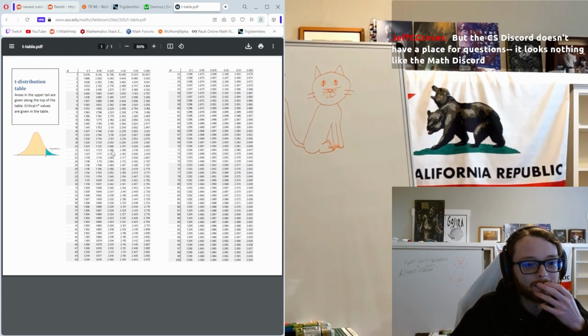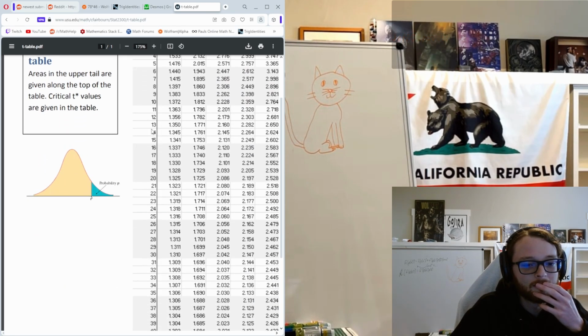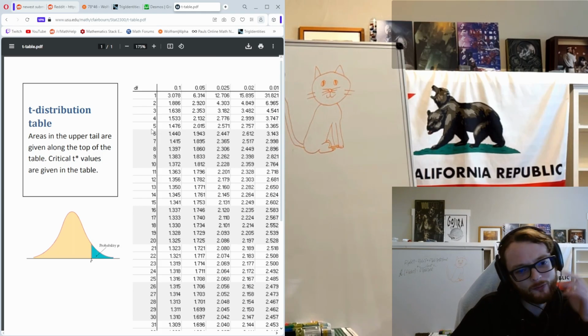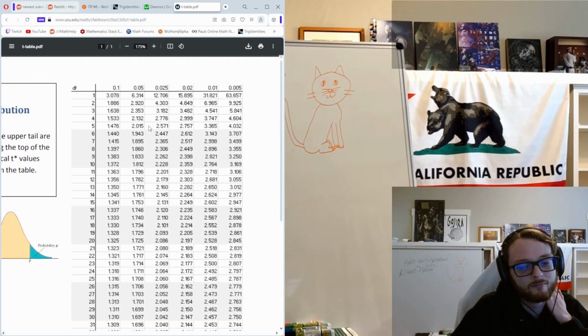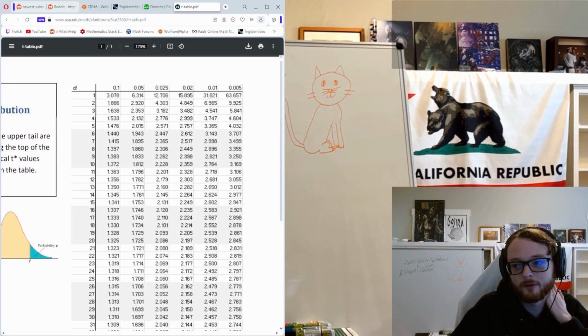Place for questions, really? It's really weird to me. Wait, this is for right tail? Theirs must be for the left tail. Oh yeah, so it's just a formatting thing in this table. They give 1 minus.